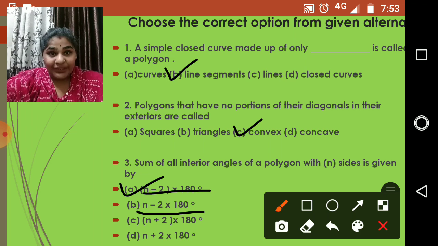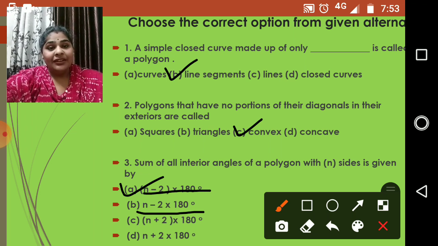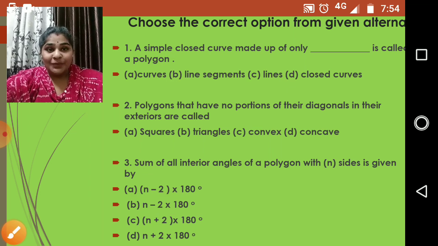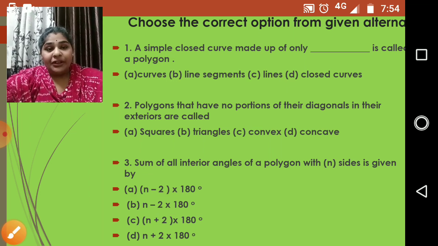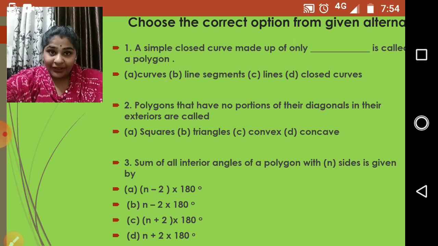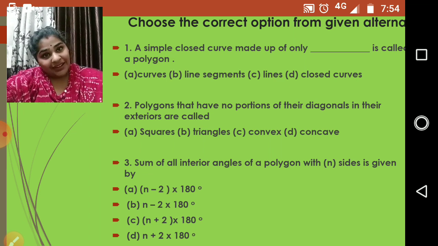Read the question thoroughly, think about it, okay? No need to hurry up, and select the correct option from the given alternatives. I hope this is clear. In spite of questions like this, there may be sums also given which you have to actually solve and then choose the correct option.